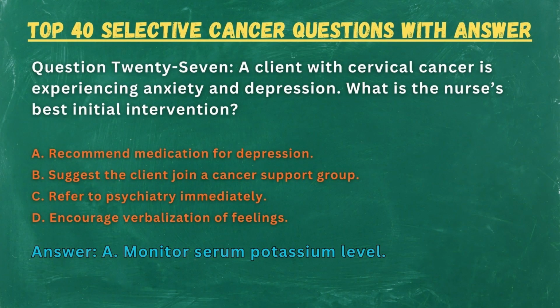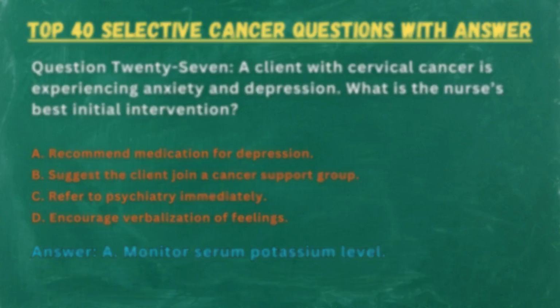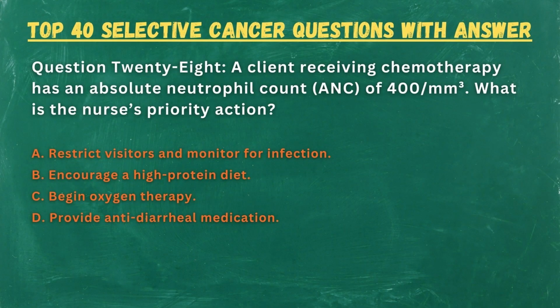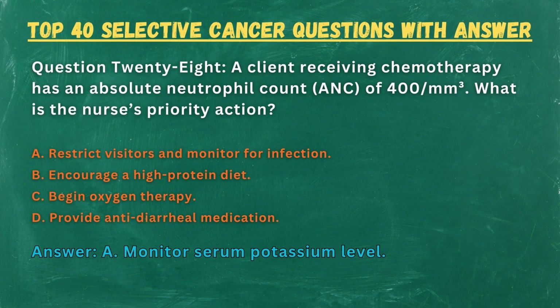Answer: D. Encourage verbalization of feelings. Question 28. A client receiving chemotherapy has an absolute neutrophil count, ANC, of 400/mm³. What is the nurse's priority action? A. Restrict visitors and monitor for infection. B. Encourage a high-protein diet. C. Begin oxygen therapy. D. Provide antidiarrheal medication. Answer: A. Restrict visitors and monitor for infection.